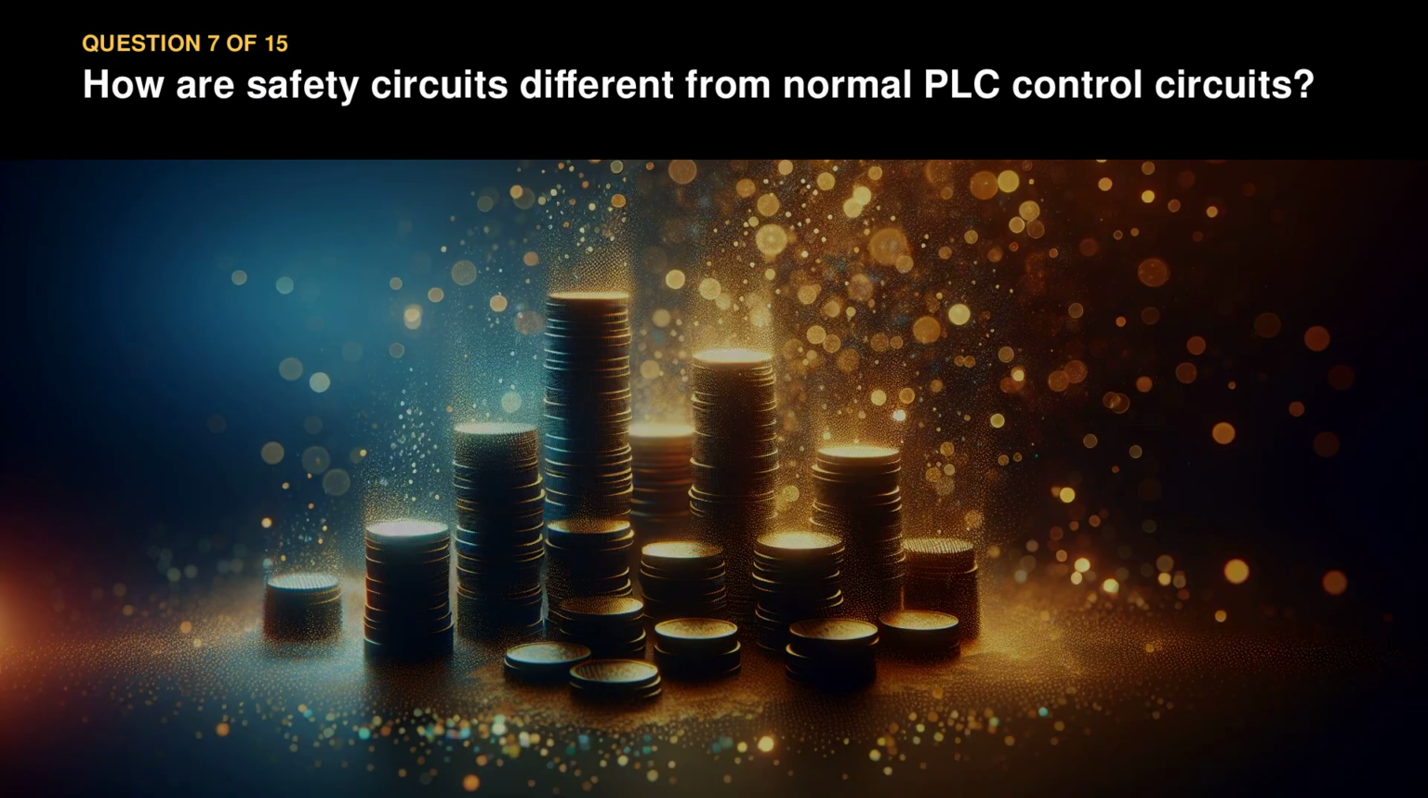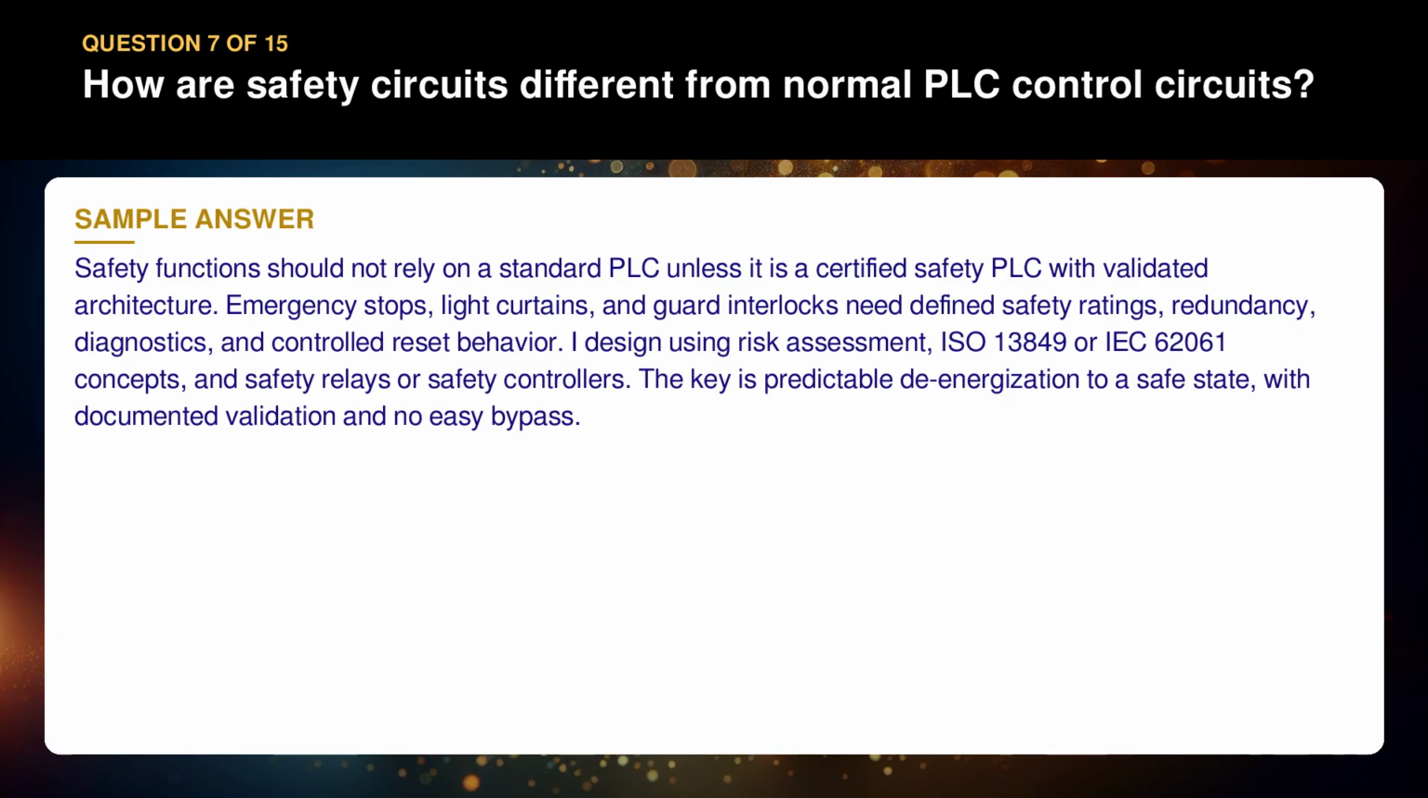Question 7. How are safety circuits different from normal PLC control circuits? Safety functions should not rely on a standard PLC unless it is a certified safety PLC with validated architecture. Emergency stops, light curtains, and guard interlocks need defined safety ratings, redundancy, diagnostics, and controlled reset behavior. I design using risk assessment, ISO 13849 or IEC 62061 concepts, and safety relays or safety controllers. The key is predictable de-energization to a safe state with documented validation and no easy bypass.